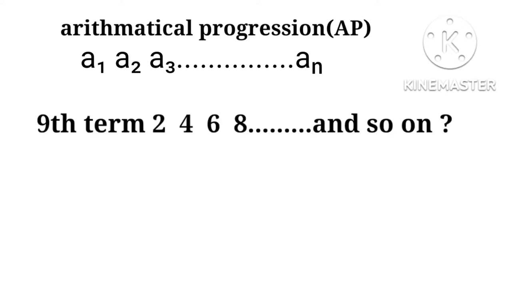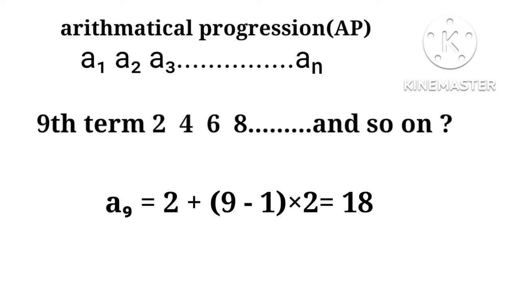Suppose we have to find the ninth term of the series 2, 4, 6, 8. We can use this formula to find the ninth term. a9 equals 2 plus 9 minus 1 into 2 equals 18.